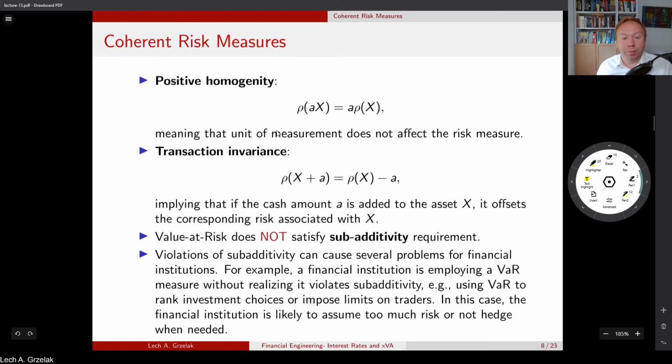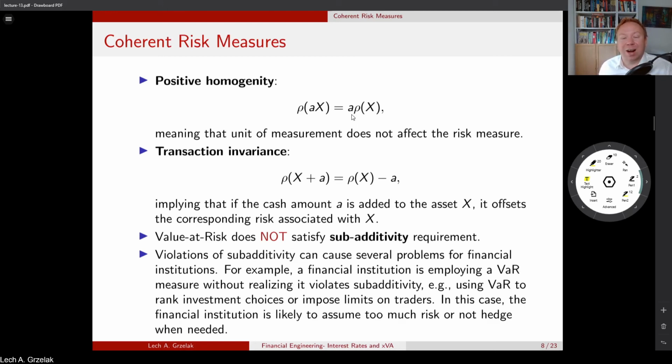We have a few more. Positive homogeneity is essentially a simple case. We have a times X, and we take a outside of the risk measure. This means that we are not sensitive to the unit of measurement. Whether it's in dollars or euros, whatever we choose, you can always scale your VaR and represent your risk in dollars or euros. That will not be affected by the particular unit or currency in which you show your risk.